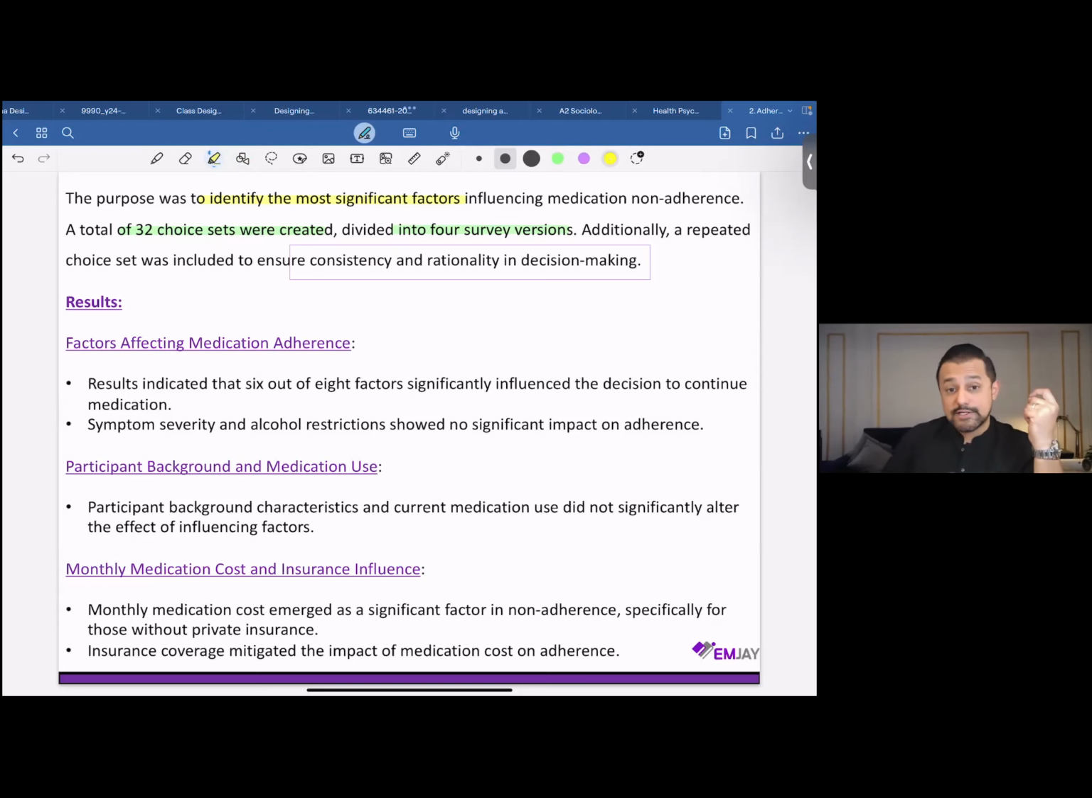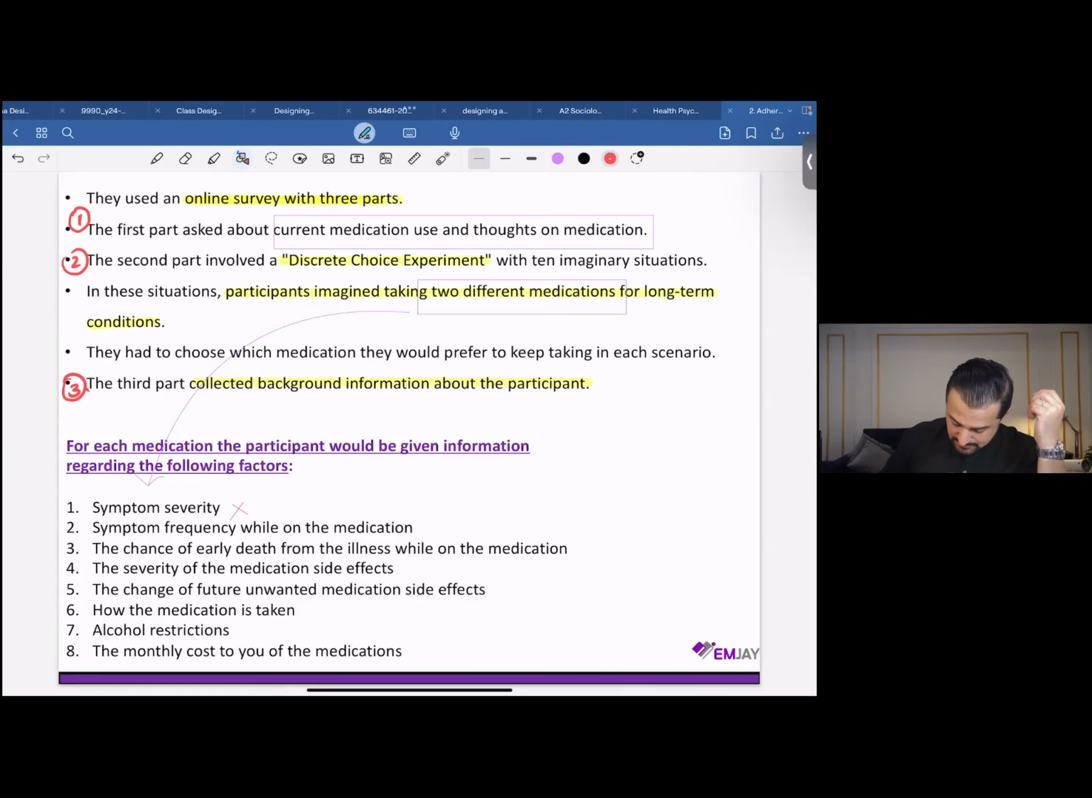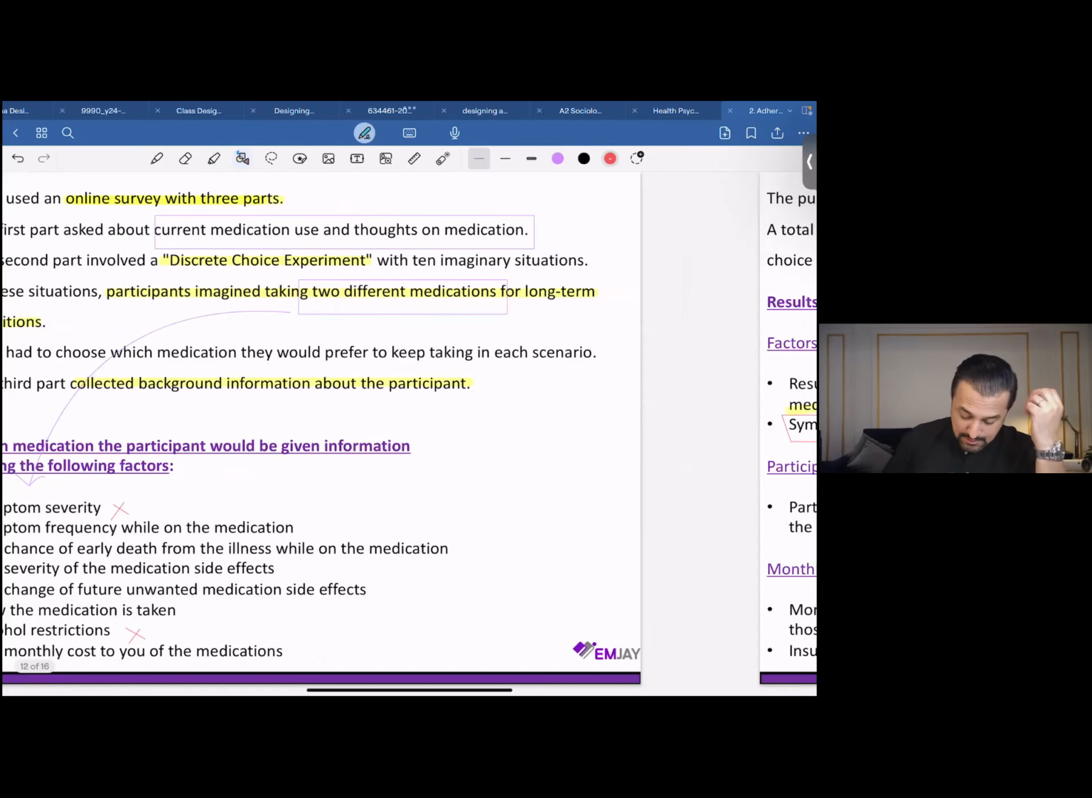Now, if we move on and discuss the results here and talk about the factors that affected medication adherence. Number one, results indicated that 6 of the 8 factors significantly influenced the decisions to continue medication. Now, the 2 factors that did not make a difference were these: symptom severity and alcohol restriction. So these 2 factors, that is the first and the seventh factor, did not make much of a difference. Besides these 2 factors, the other 6 did have an impact.